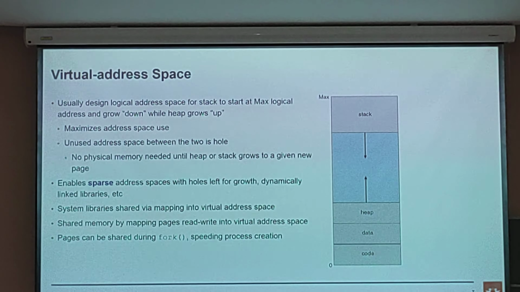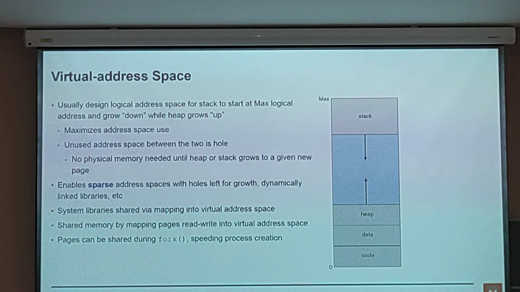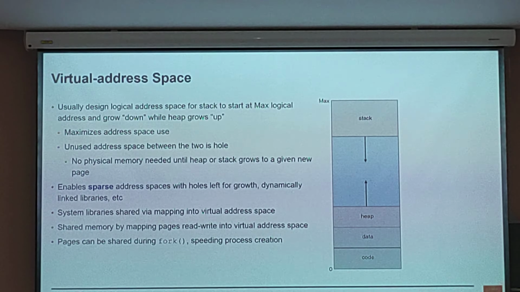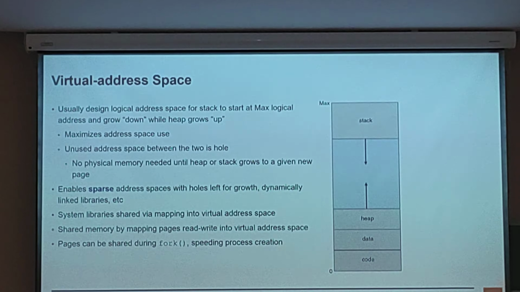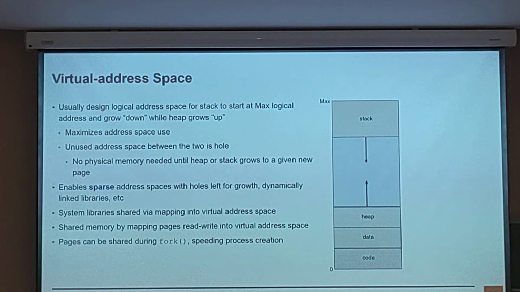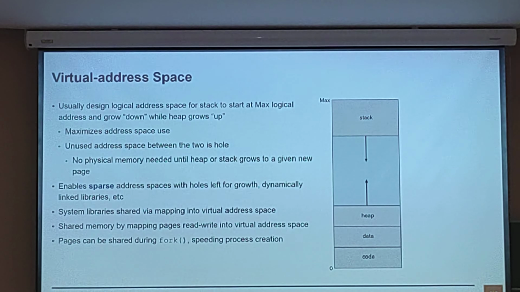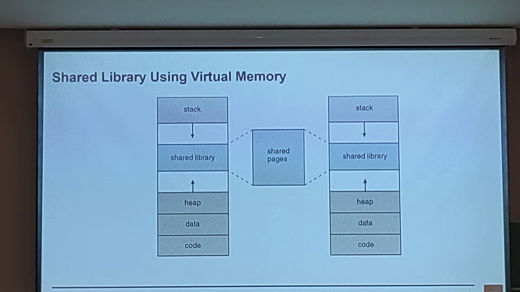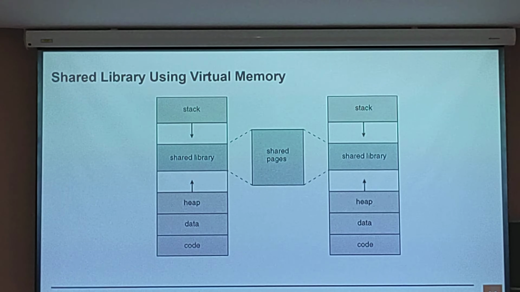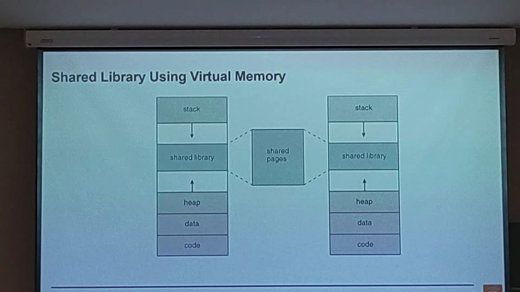So again, we go to different libraries. Shared memory is done by mapping pages, which can be read-write into a virtual address space or not. And you can potentially also, if you've got multiple processes that fork, meaning when you've created a duplicate of it, speed up process creation. Here's just an example of how multiple processes using shared pages can actually access shared libraries. This was hinted at already in the previous chapter.